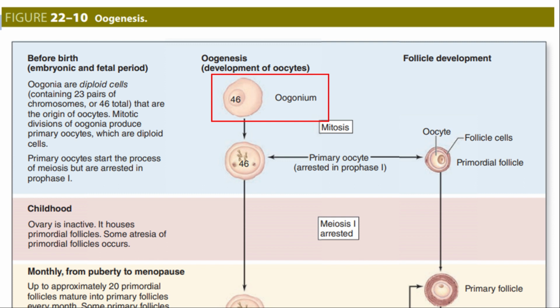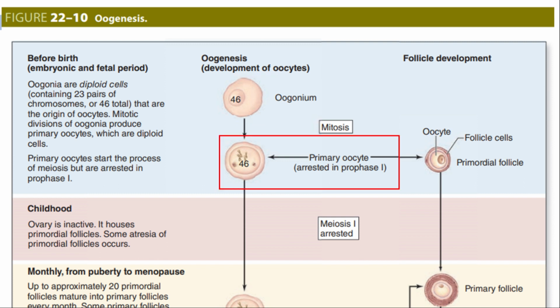So it's amazing, no? Next, yung oogonium ng isang babae na fetus, okay, take note, fetus pa lang siya. Yung oogonium na yon ay mag-undergo ng mitosis to produce primary oocytes. Next, yung primary oocyte na yon ay isasalang sa meiosis 1, and remember, the products of meiosis 1 are isang secondary oocyte at isang first polar body.